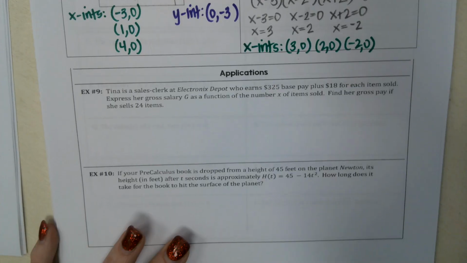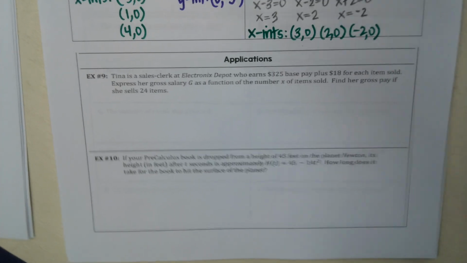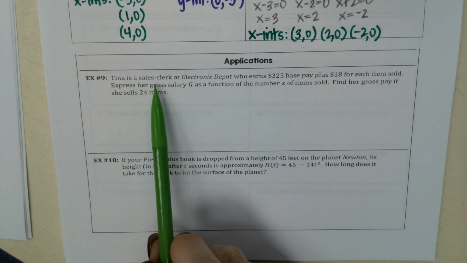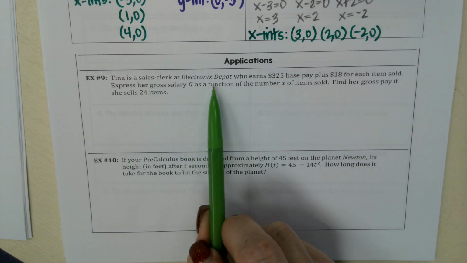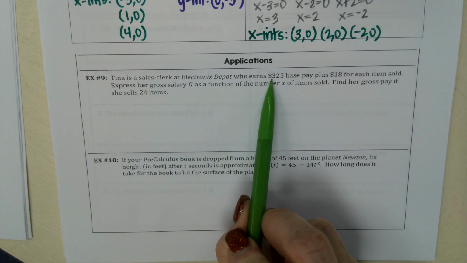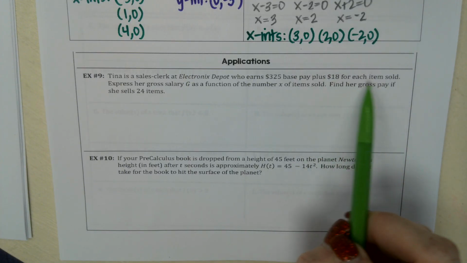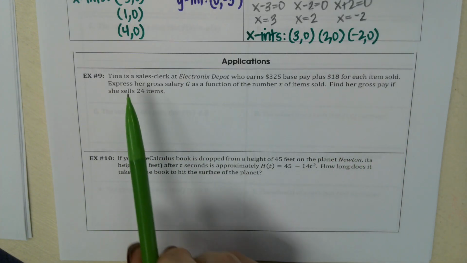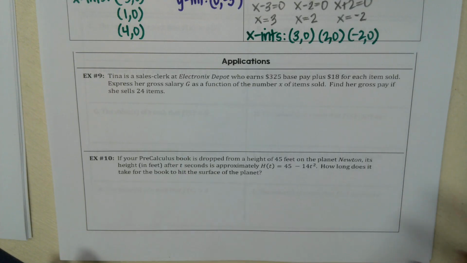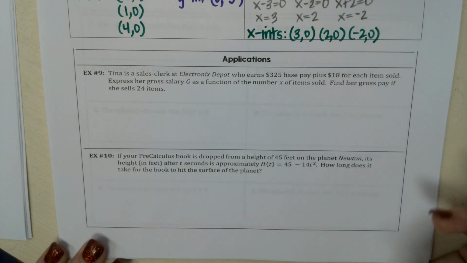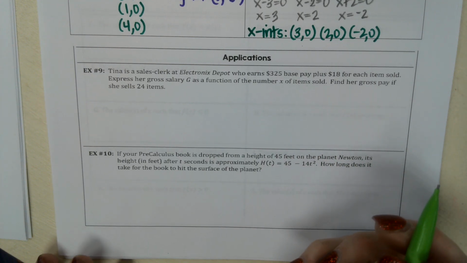Whew. What if I'm given a situation and I'm asked to model it? Okay? Tina is a sales clerk at Electronics Depot who earns $325 base pay plus $18 for each item sold. Express her gross salary G as a function of the number X of items sold. Find her gross pay if she sells 24 items.